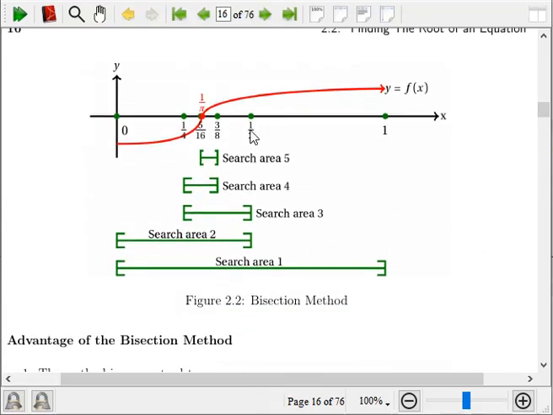This is a graphical illustration I've explained here. So this is A, B, this is our C, so this becomes our new B. A, B, this is our C, this becomes our new A. A, B, this is our C, this becomes new B. A, B, this is our C, it becomes our new A. Like that it goes on.